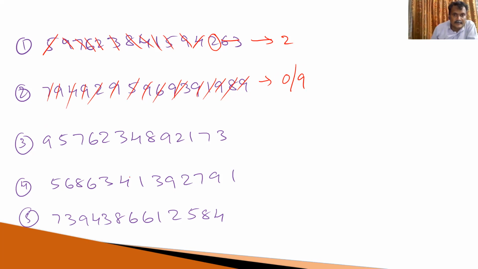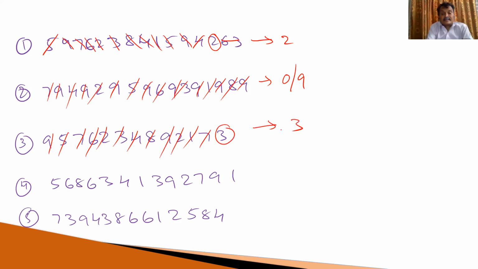Any doubt up to here, all of you? No, sir. No doubt, sir. Now, 9 cancel, 7 and 2 cancel, 6 and 3 cancel, 5 and 4 cancel, 8 and 1 cancel, 9 cancel, 2 and 7 cancel. Only one digit left, that is equal to 3. Some students got 7, some students got 8, some students got 1. Is it clear, all of you? Yes, sir. Now come to this one.